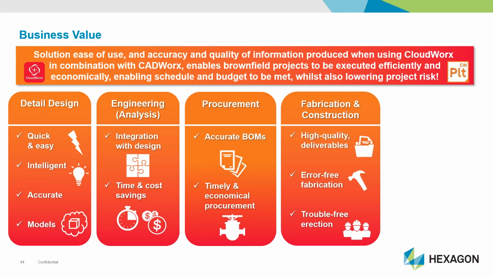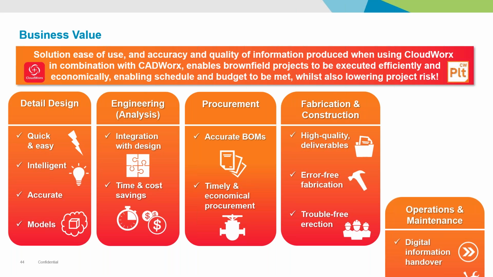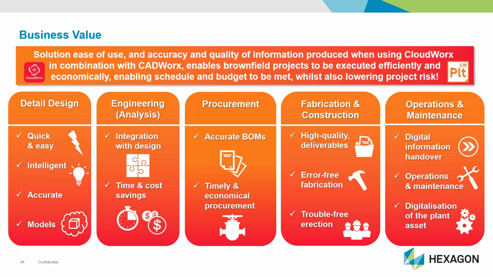When the virtual design has to be turned into physical reality, error-free fabrication and trouble-free erection or installation of the steelwork and piping equipment that are going to be installed to effect the change to the plant is all possible due to the high quality and high accuracy deliverables being produced from the 3D model. And post-construction, when the plant is operational again, a high-quality digital information handover consisting of both data and documentation can be delivered to the client, supporting not only operations and maintenance tasks, but also digitalization of the plant asset.